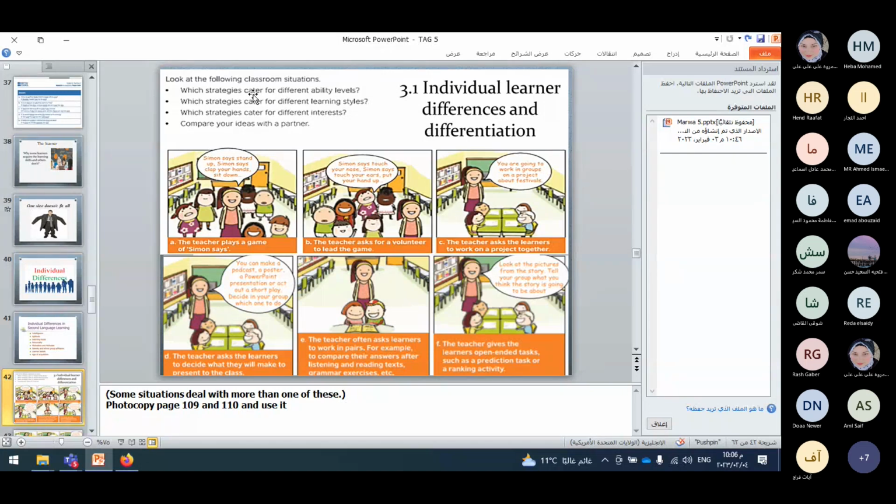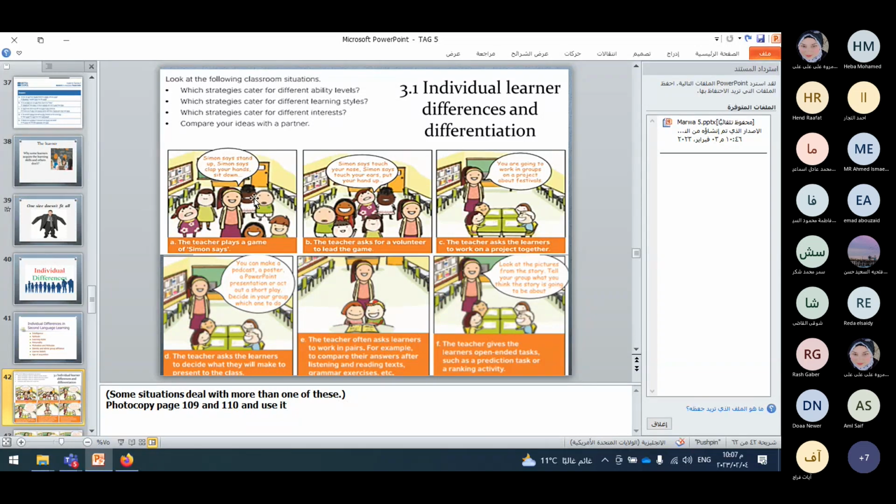This verb is really wonderful. To cater for means to suit different learning styles, different interests of my learners. Here, of course, I don't have much time to tackle all the strategies and all the pictures. I will take maybe 2 or 3 pictures here, and you can even study the rest of the activity at home. I will provide you with model answers.